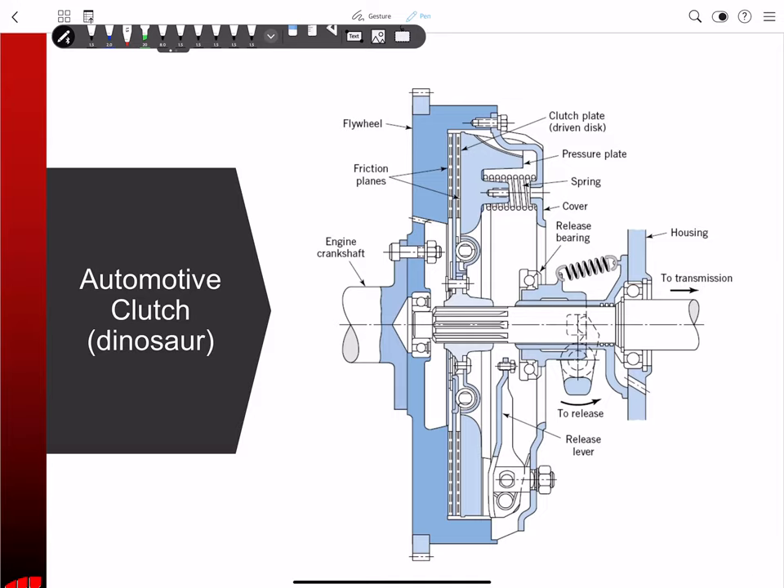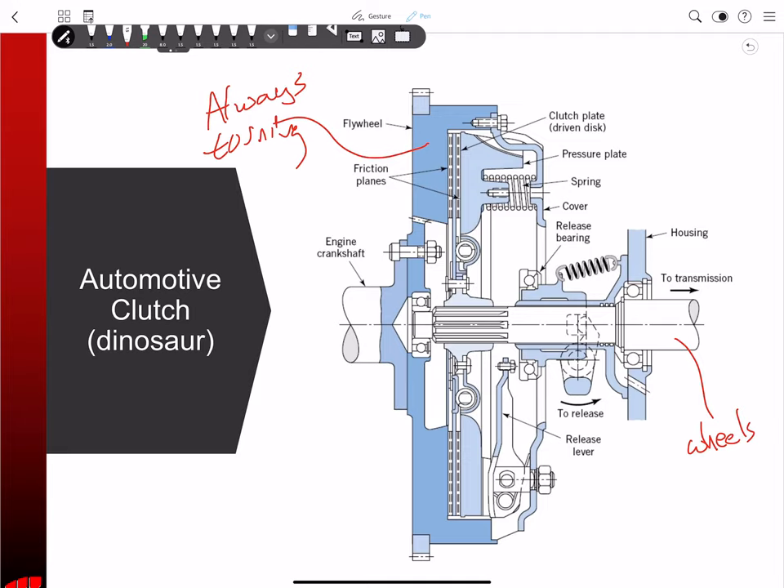Now, here's the automotive clutch, a typical looking automotive clutch, and this is hard to describe. But basically, this is the flywheel here, and this thing is always turning. But this goes to, let's just say, the wheels. The wheels are not always turning. Sometimes I stop, sometimes I go.